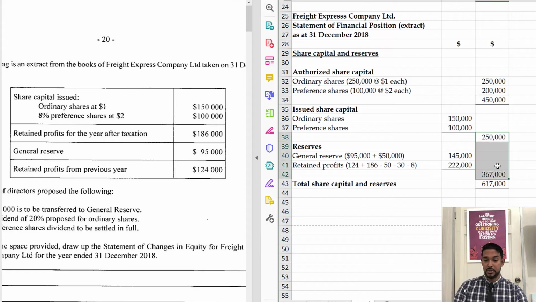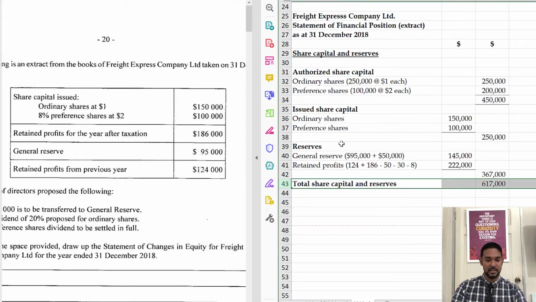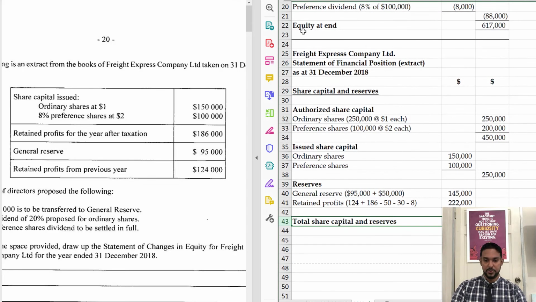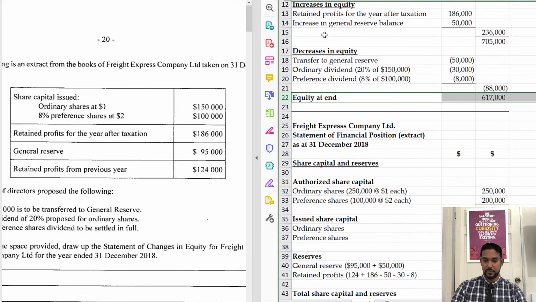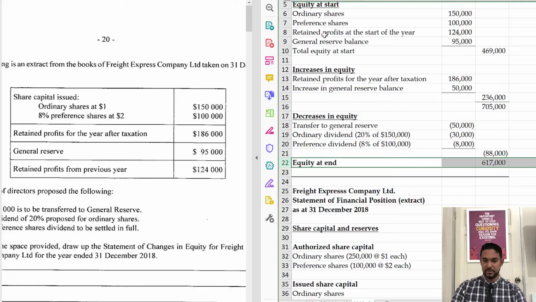and if we add these two figures, remember we're not adding this figure here. That is strictly for information purposes. It does not form part of or affect your calculations in your balance sheet. 617, total share capital and reserve, and that happens to match with this figure here, which I got from my other version of the statement of changes in equity.